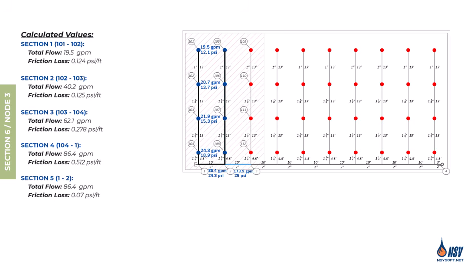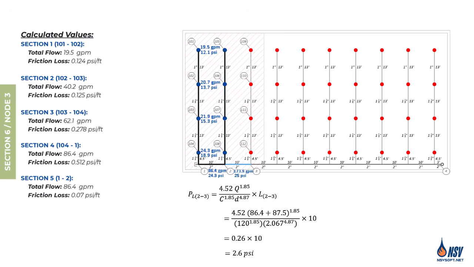Now, by adding the flow rates of the first and second branch lines, we determine the total flow through Section 6. With this value, we can calculate the pressure loss in Section 6 and subsequently the pressure at Node 3.